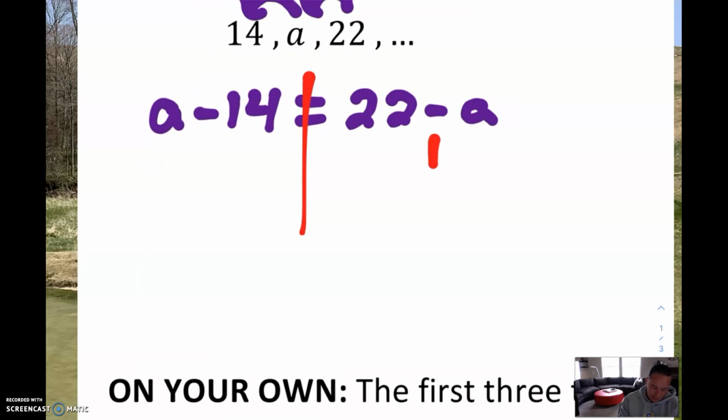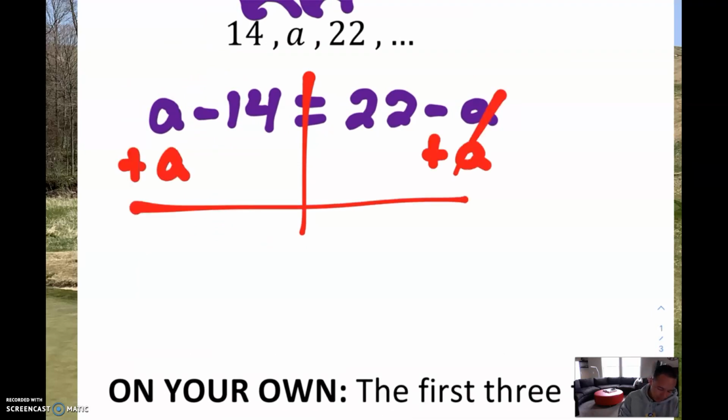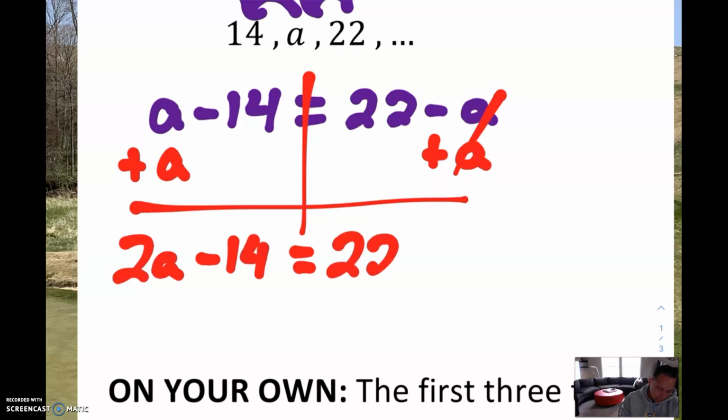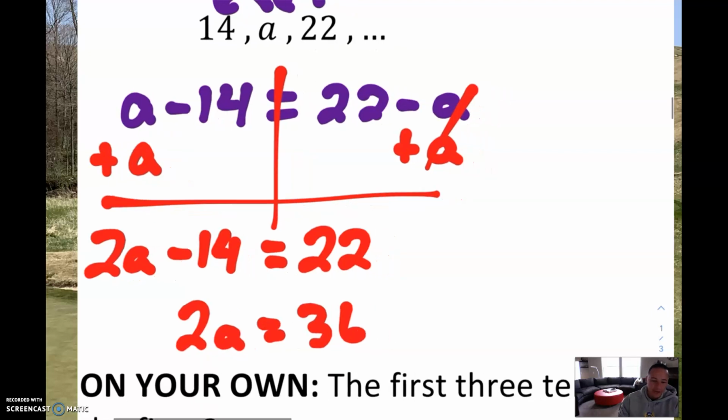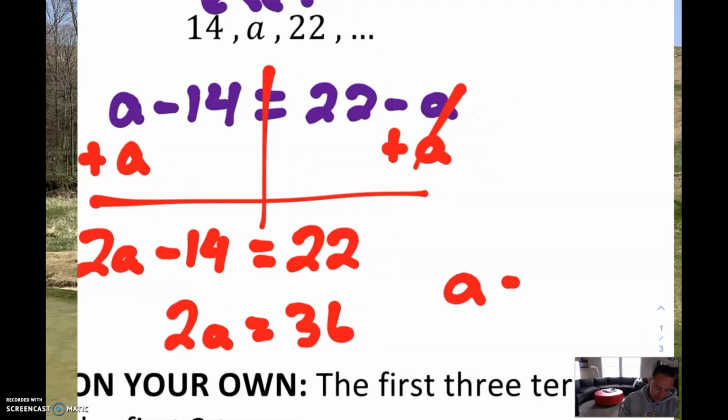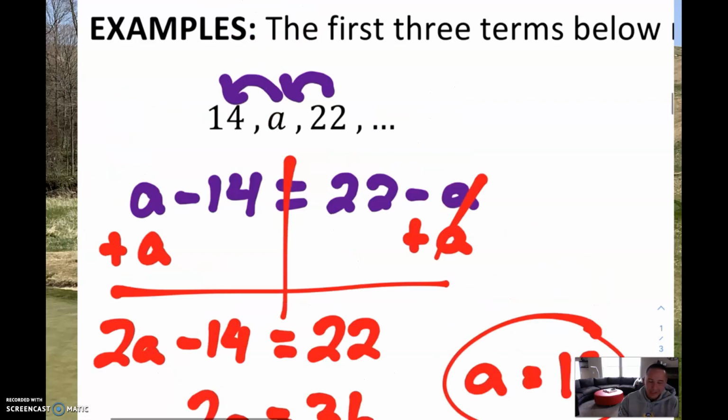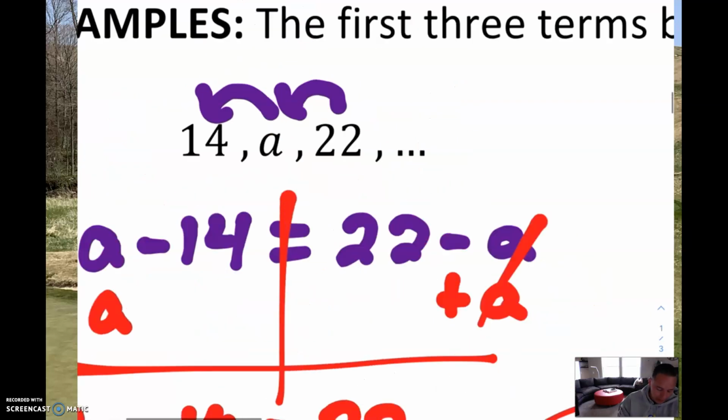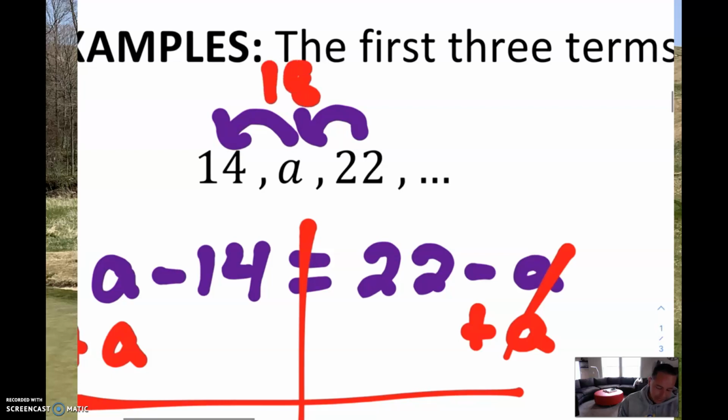So we can add A to both sides, and we get 2A minus 14 equals 22. We can add 14 to both sides, and we get 2A equals 36. And if you divide by 2 on both sides, we get A is equal to 18, which is what we figured out earlier just by looking at it. So this A would have been 18.